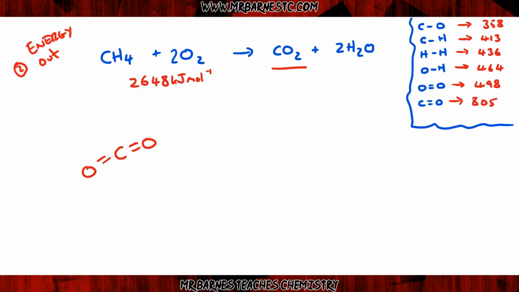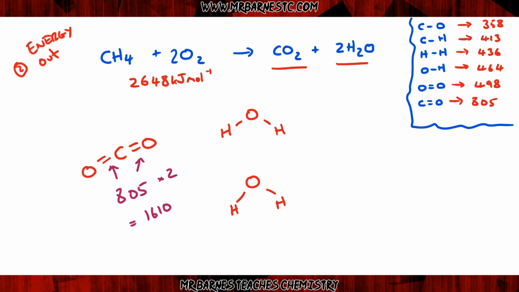If I then look at my energy out, so I have CO2 and 2H2O. My CO2 is made up of 2 C double bond O bonds. Each of those has 805 kilojoules per mole to break them. Therefore, in total, I've got 1,610 to break all the bonds in carbon dioxide.